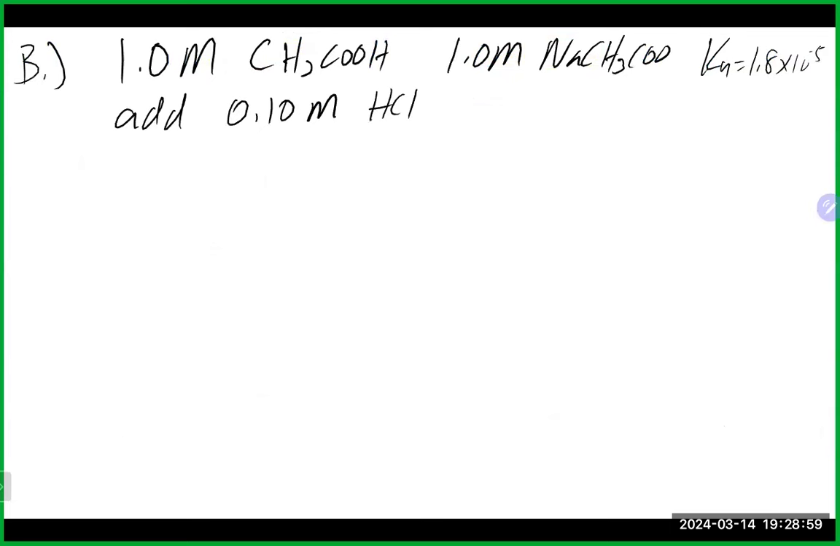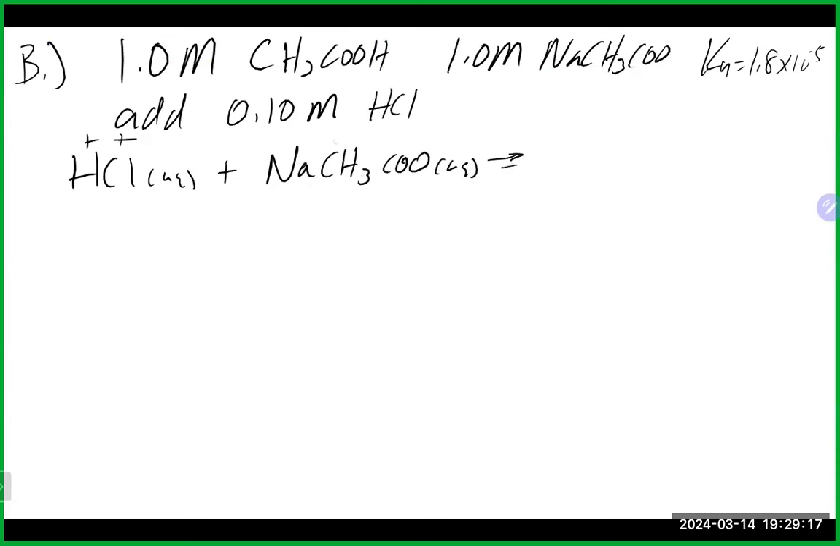Okay, so we're going to start with an ice table, which means we're going to start with our reaction, which is going to be our hydrochloric acid. We'll then find the base part of the buffer, which in this case is our sodium acetate. Those two are going to react and basically do a double displacement reaction, right? So we've got a positive and a negative. We're going to swap partners here.